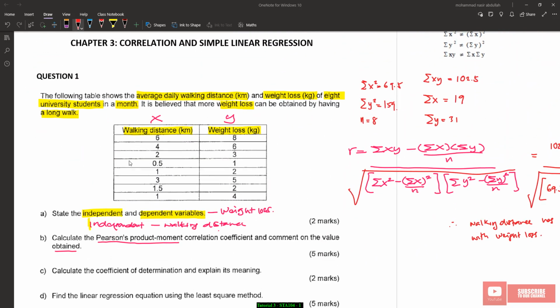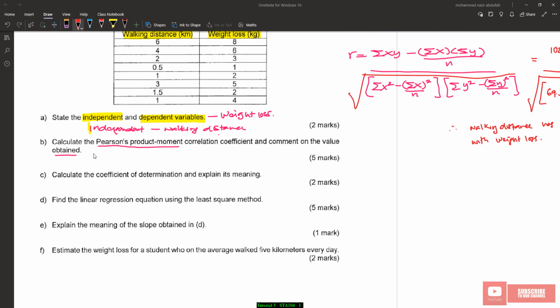Now, once you already calculate the value of R, we know that R is 0.9380, right? So next is C, we need to calculate the coefficient of determination. Coefficient of determination is R squared. So you just need to square the value of 0.9380. So this one should be equal to how much? 0.9380 to the power of 2 should be equal to 0.8798, right? Remember, in coefficient of determination, we need to express it in terms of percentage. So it will be equal to 87.98%. So what does it mean?